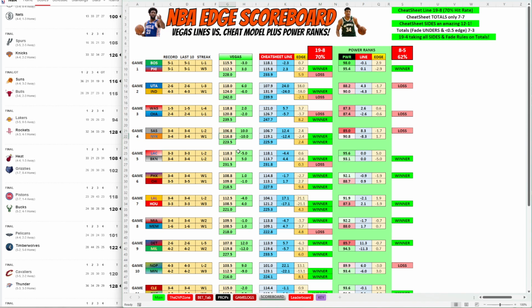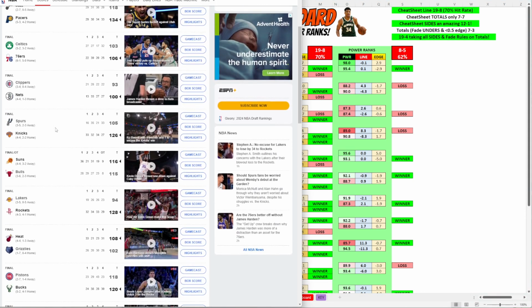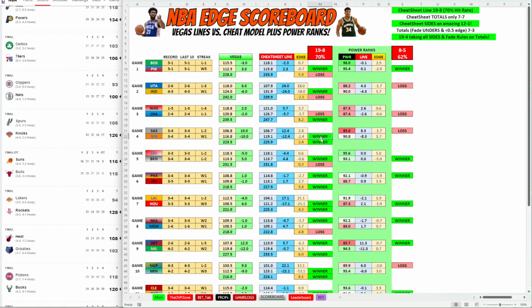Now, Vegas projected this score about 117 to 107. We projected it 119 to 107. So when we come over here, let me find the Knicks game. Here it is right here. It ended up 126 to 105. So they end up winning by 21 points. So we would look at that and say, hey, the CheatSheetPros model has a 2.5 point edge. So I'm going to take the Knicks minus the 10. They covered that. They won that. So that's how we calculate a winner.